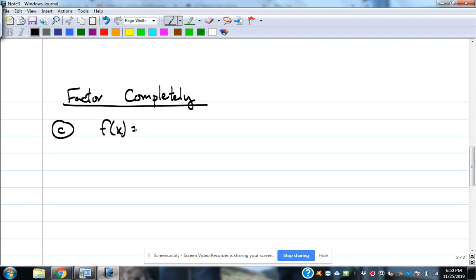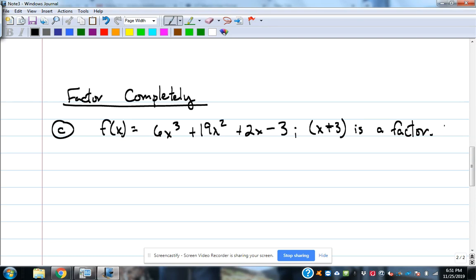F of x equals 6x cubed plus 19x squared plus 2x minus 3. And they tell me x plus 3 is a factor. So they're being nice and telling me, hey, that's a factor. No question, that's a factor. So what does that mean the remainder will be when I do synthetic division? 0. If it's anything else, I know I did something wrong because they told me it was a factor. I know I messed up somewhere if I don't get 0 in the remainder.